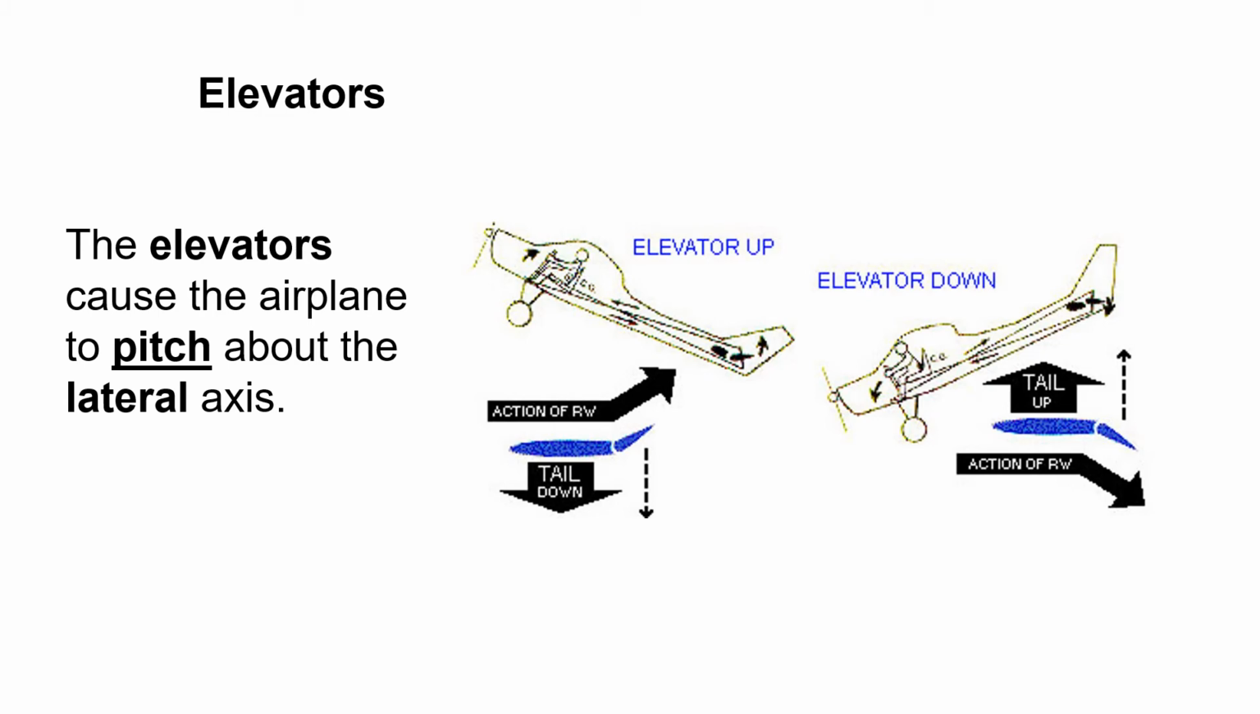The elevators cause the airplane to pitch about the lateral axis. If we were to pull back on the yoke or the stick, that would deflect the elevators upward, forcing the tail of the airplane down and the nose upward. If we were to push forward on the yoke or stick, that would deflect the elevators down, forcing the tail up and the nose of the aircraft down.